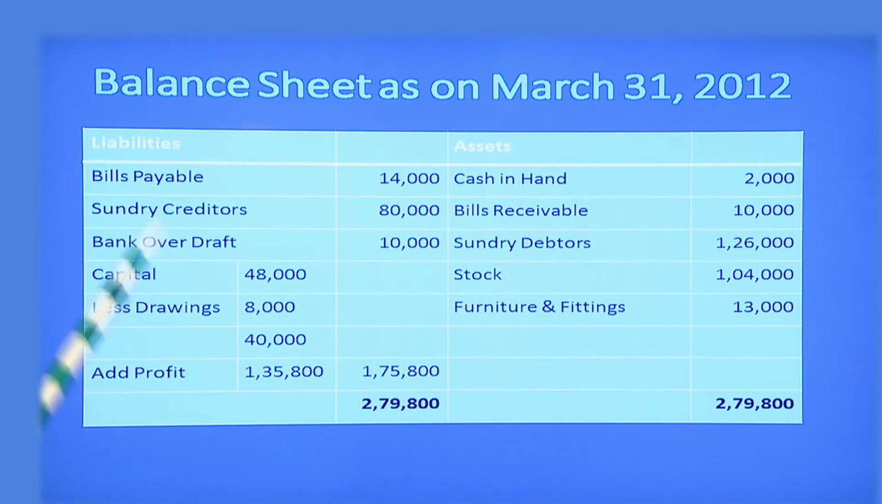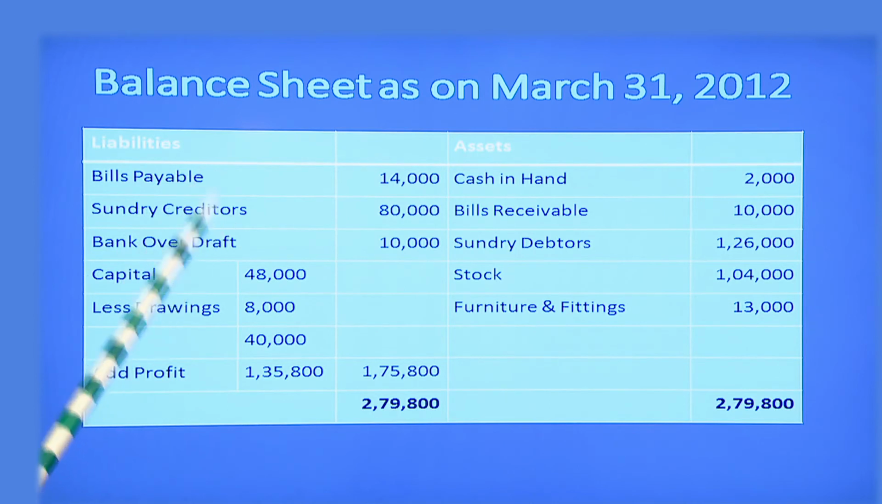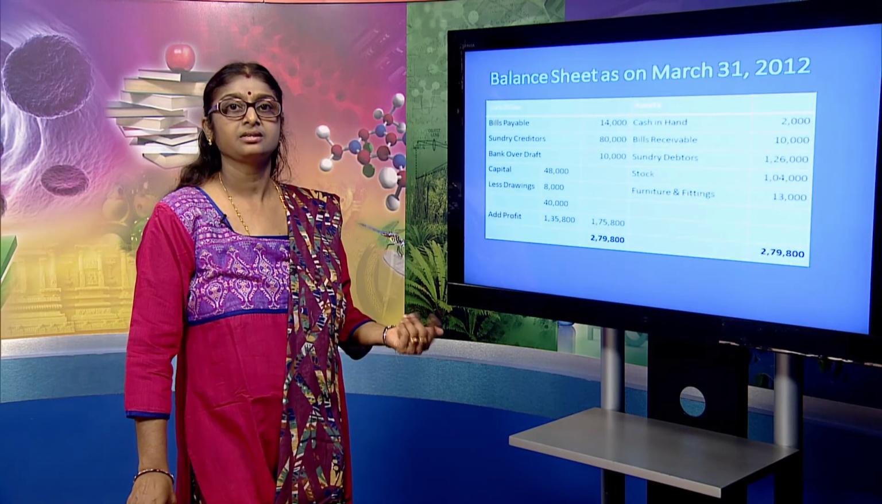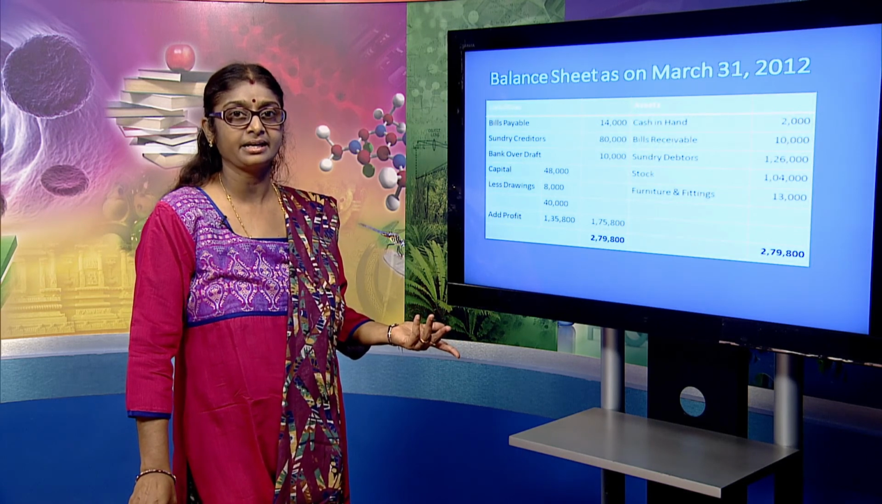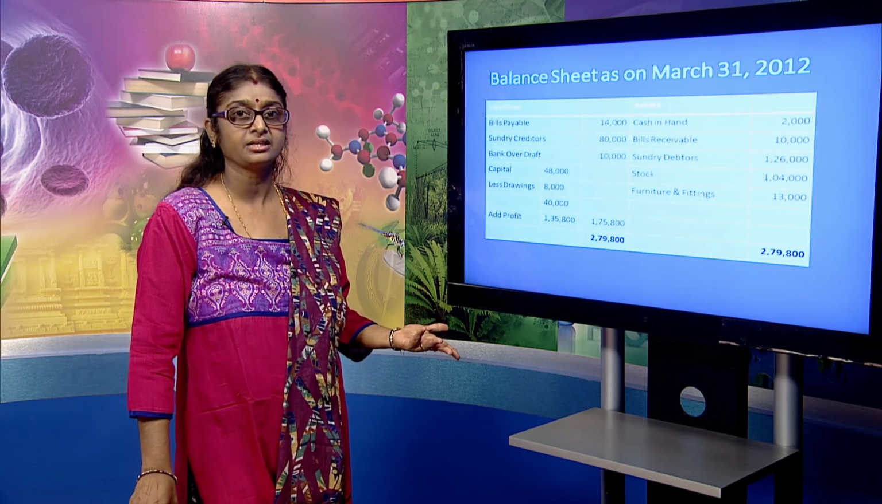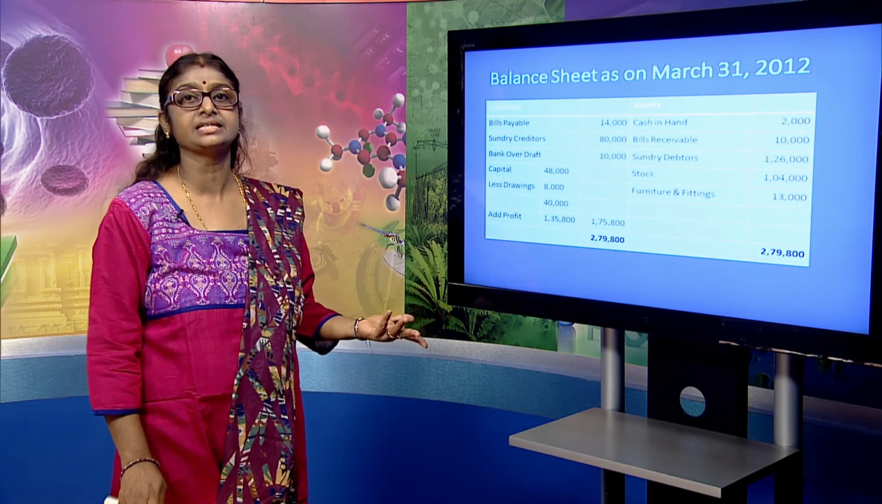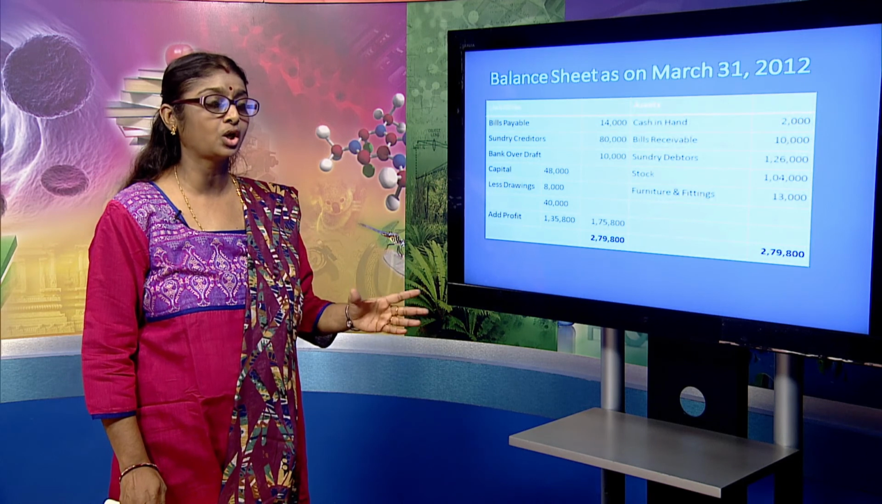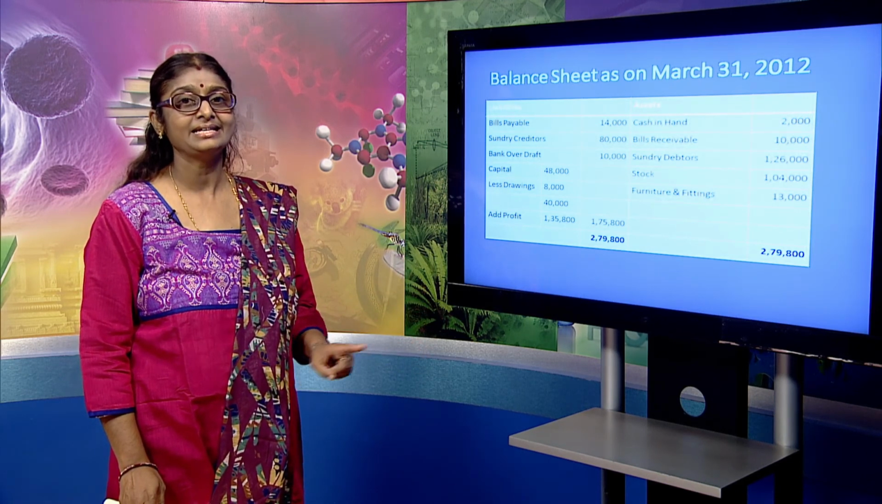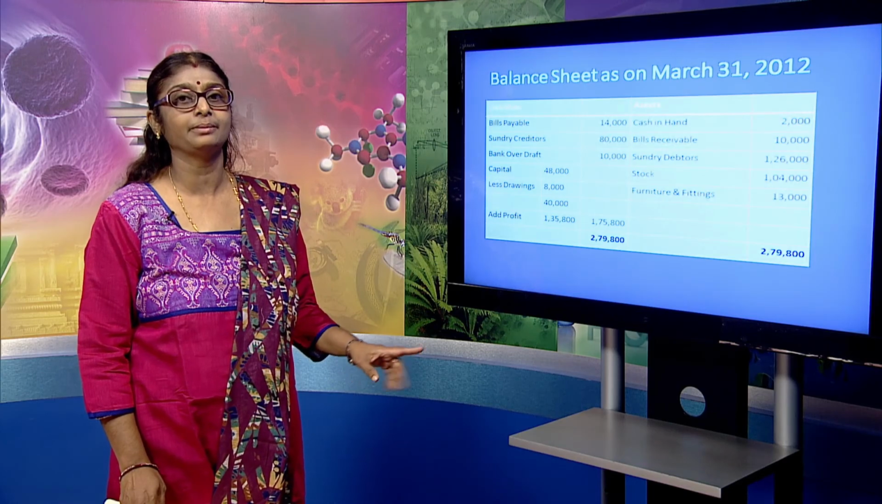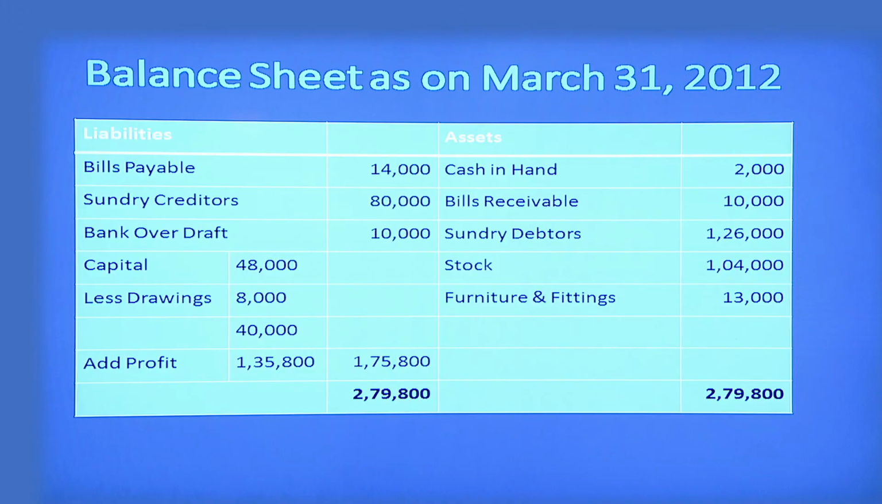Identify all the liabilities like bills payable, it will come on the liability side, sundry creditors liability, bank overdraft liability. And in the asset side you can write all the assets. Cash in hand being an asset, I have written on the asset side. Bills receivable, asset. Debtors, asset. Closing stock, asset. Furniture and fittings, asset. So if you are totaling both the sides, you should get the same total. Then only you can identify the work that you have done is correct. Here we got asset side 2,79,800 and the liability side also 2,79,800.